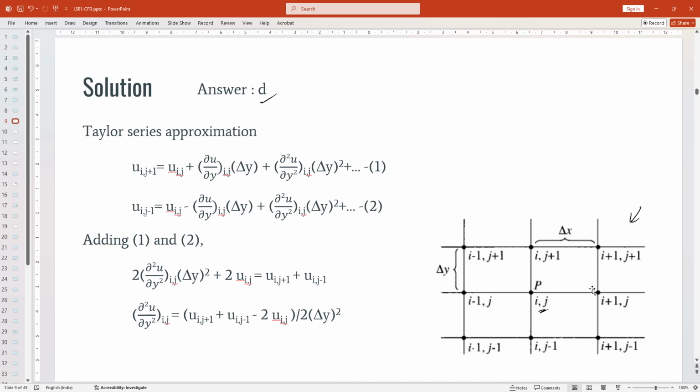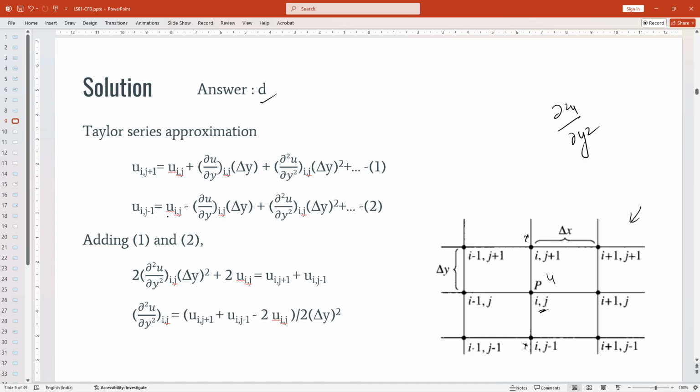Using Taylor series approximation for a delta change in our actual value of u, our equation becomes u of i j plus 1. Suppose this is the location of u, then u of i j plus 1 is the point here, and u of i j minus 1 is here. Because our question is in the y direction, we need to find the solution for del square u by del y square, so all we are dealing with is the y direction. So u of i j plus 1, a delta increment along the y direction, will be u of ij, that is the initial u at point P, plus del u by del y at ij into delta y, that is the grid spacing, the grid length, plus del square u by del y square at ij into delta y square, plus etc.